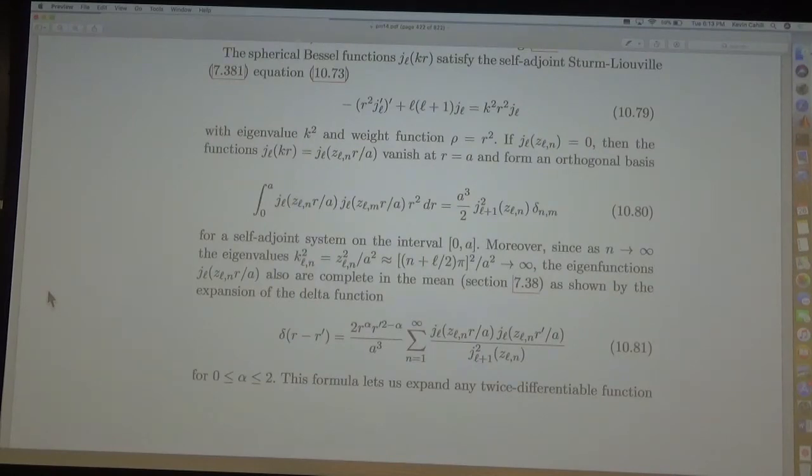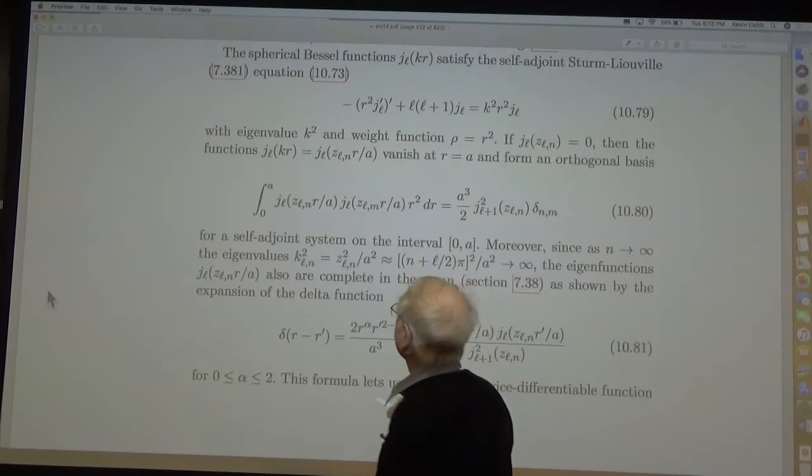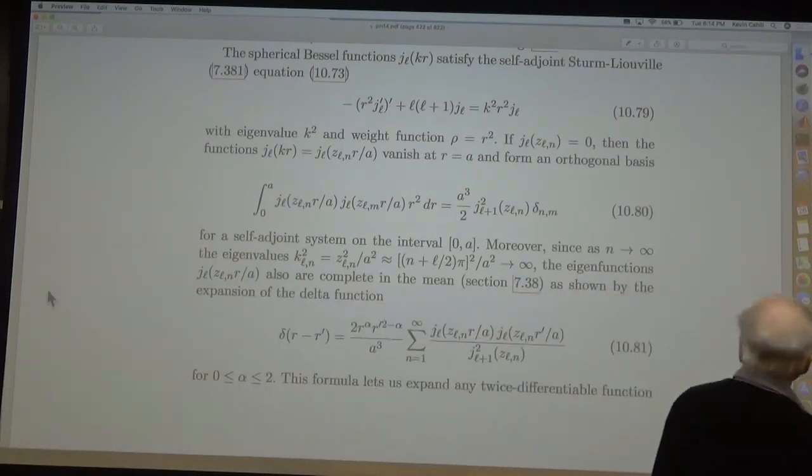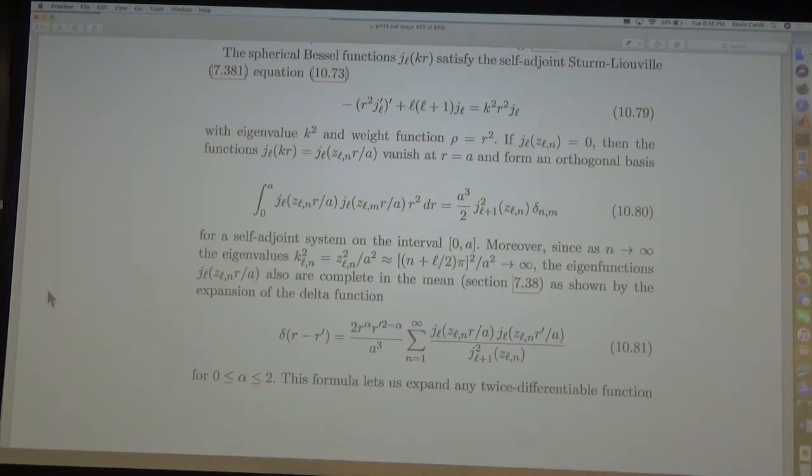These spherical Bessel functions satisfy a self-adjoint Sturm-Liouville equation like this. This is just the spherical Bessel equation. And the eigenvalue is k squared. The weight function is r squared. And the zeros of the spherical Bessel function are z_Ln. That's the nth zero of the Lth spherical Bessel function. I probably should have used m instead of n. And they're orthonormal functions normalized by this expression on the right-hand side.